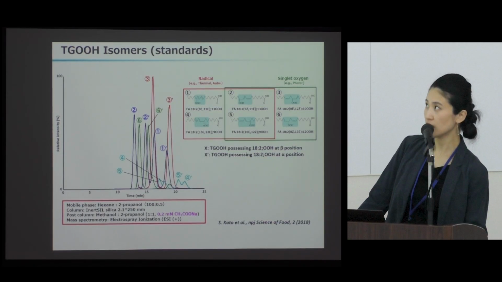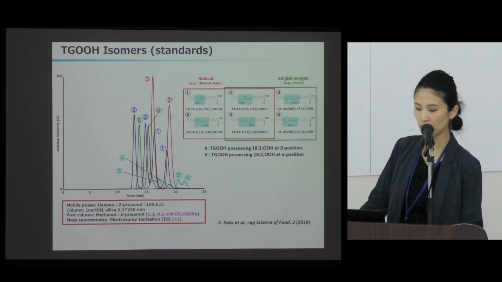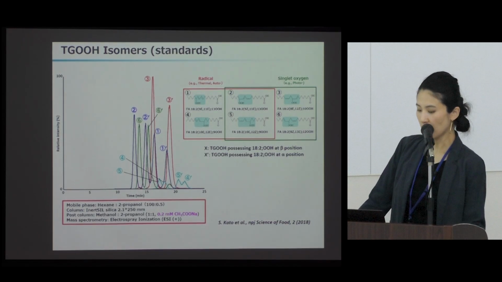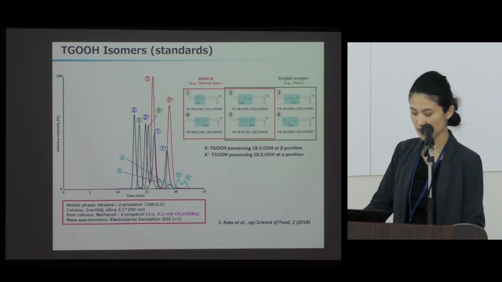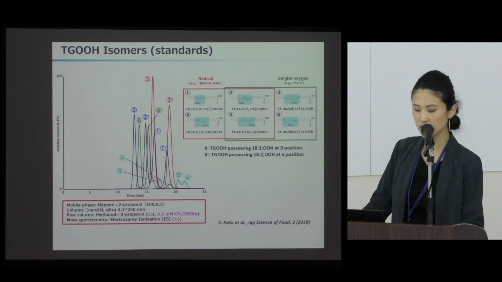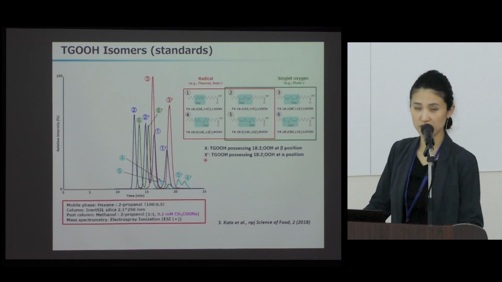By using these standards and also the specific product ions I introduced before, we optimized the LC-MS method, and this is the chromatogram of the prepared TGOH standards. In the presence of sodium ion, TGOH positional isomers are clearly distinguished as shown here. Moreover, in this condition, TGOH numbers 1 to 6 and those alpha and beta positions were clearly analyzed, even though they have exactly the same molecular weight and quite similar structures.